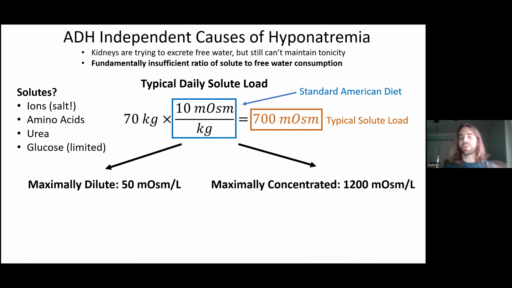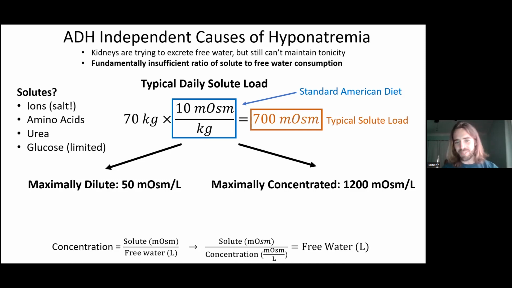And then we can apply that daily solute load and see what our range of safe free water intake could be based on the kidney's ability to either dilute or concentrate the urine. The kidneys are amazing. At its most dilute, urine can get all the way down to 50 milliosms per liter. That is very, very dilute urine. On the flip side, if it is trying to maximally concentrate the urine, it can go all the way to 1200 milliosms per liter. I've tried to look into why the kidneys can't dilute it any further, and I couldn't really find any great answers. So if anyone happens to know, that would be awesome in the chat. But this is the range that a normal human kidney can either dilute or concentrate.